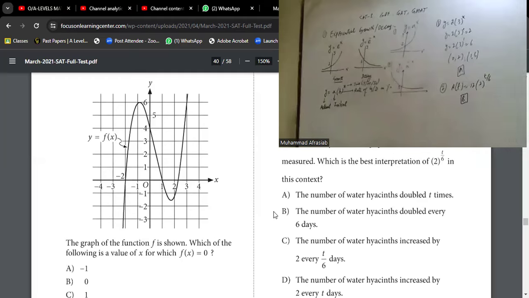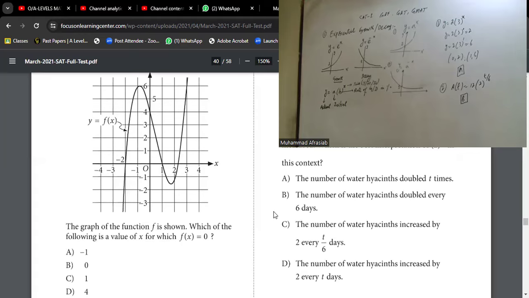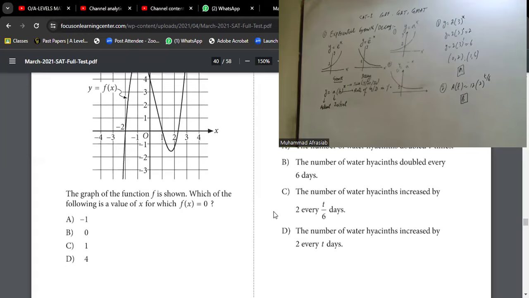C, the number of the water hyacinths increased by, it is not increasing. So C part is not true. Same with the D part, it is not increasing after t days. So it is just doubled, and it is given in the 6 days of that time. So that is the part B.